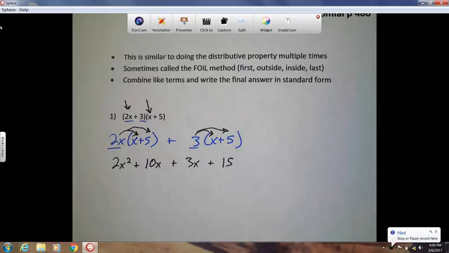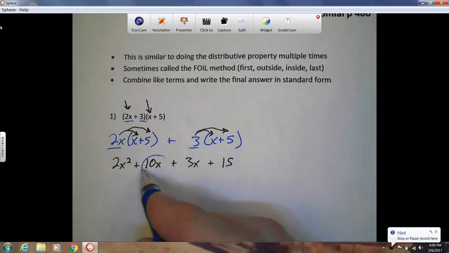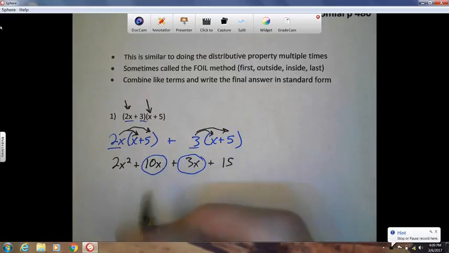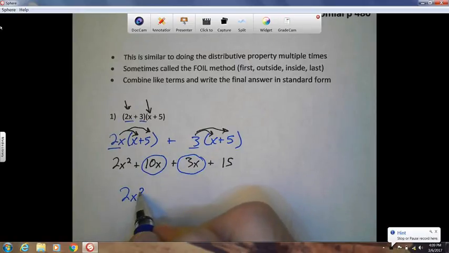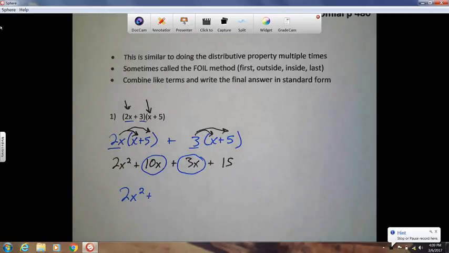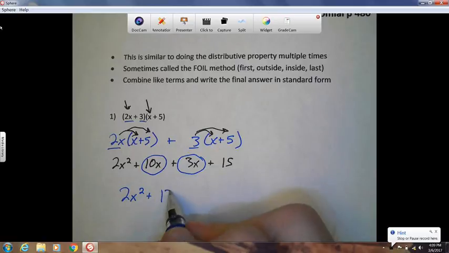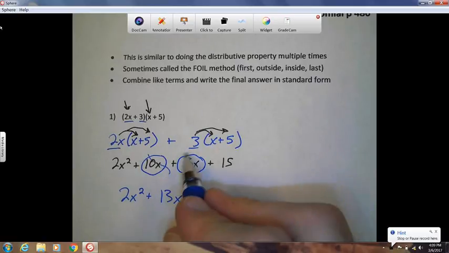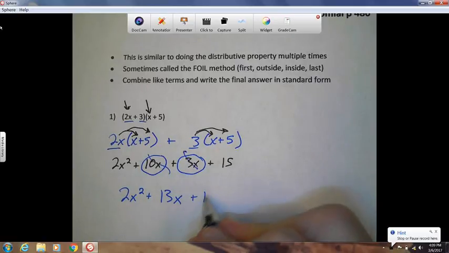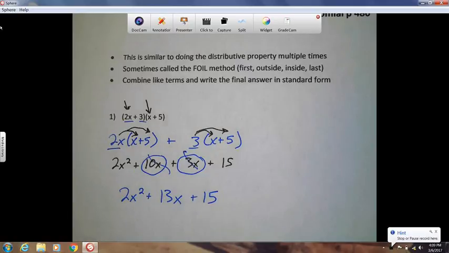Now I need to check to see if I can combine anything. Do I have any like terms? And I do. Both of those have x to the first power. So 10x plus 3x is going to give me 13x. And then I have 15. It's in standard form. I've combined all my like terms.